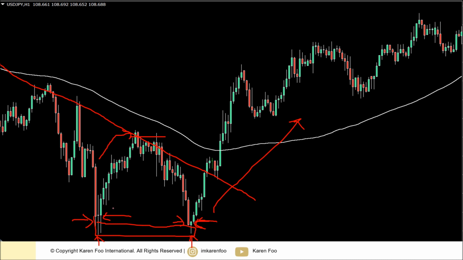Because the thing is, Morningstar signifies a change in sentiment. You have sellers coming in here, then after that, traders become indecisive, then the move is confirmed by a bullish candle, the third candle. So this means that Morningstar doesn't require additional confirmation. You don't need to confirm with a fourth candle or fifth candle, because the third candle is already a confirmation.